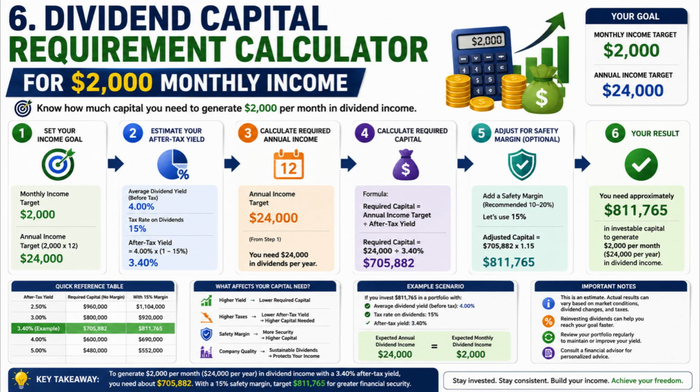The key takeaway is that generating $2,000 per month requires $24,000 in annual dividend income. At a 3.4% after-tax yield, the estimated capital requirement is approximately $705,882. After adding a 15% safety margin, the target increases to approximately $811,765. Remember that this calculation is only an estimate.